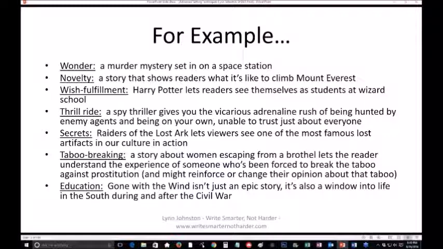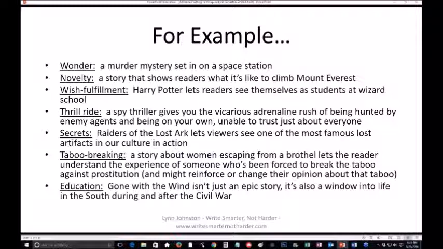And then Gone with the Wind isn't just an epic love story or an epic tragedy. It's also a window into life in the South during and after the Civil War. And I had read a fair amount about the Civil War before I read Gone with the Wind, but it really brought home a lot of things that I didn't understand about the Civil War just from reading the history books, like what people went through and how terrible a war it was, how it affected everybody on a really personal level. It's wonderful for that, like education into what the culture of the South was before and after the Civil War. And people read for all these reasons.